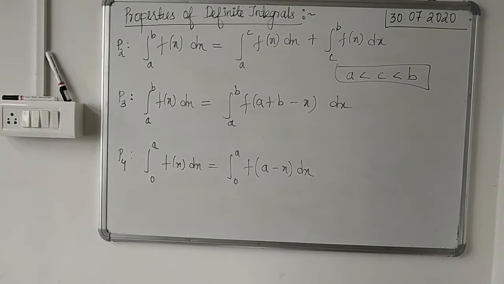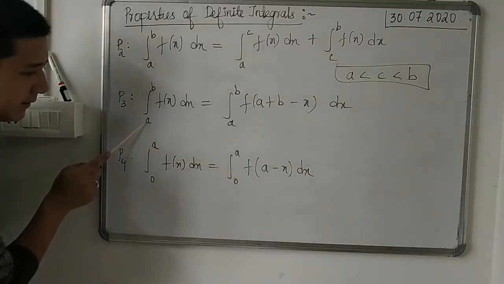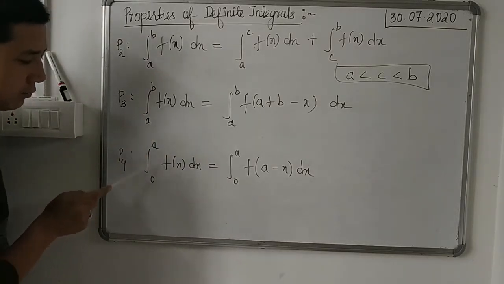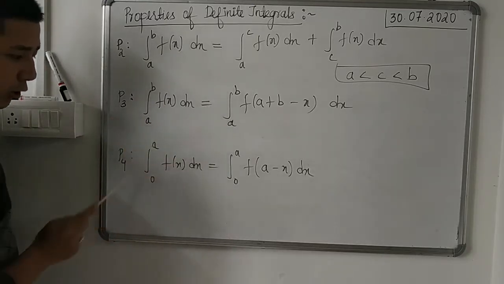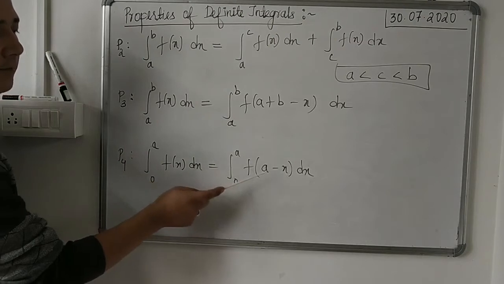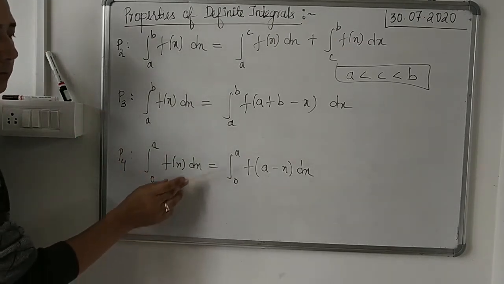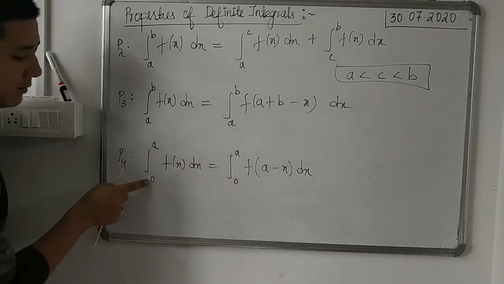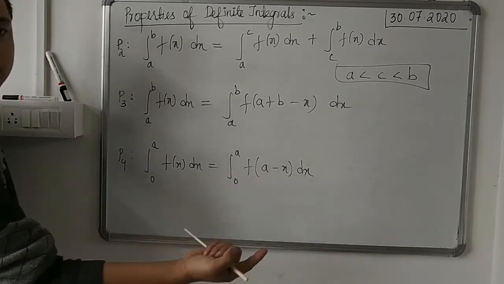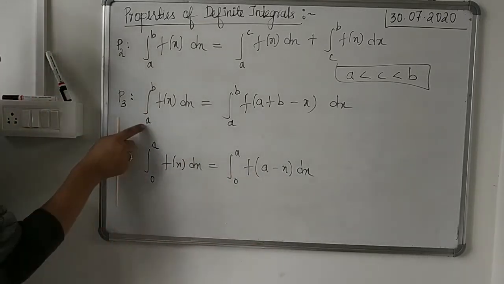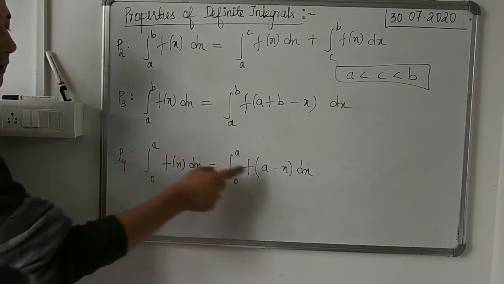Alright, let's move ahead. P4 is same as P3. If you see, it is a to b f(x) dx. Here it is 0 to a f(x) dx. A to b remains as a to b. Here also 0 to a remains as 0 to a. And this we can now change as, see, this is 0 plus a minus x, isn't it? What is 0 plus a? A. So a minus x. It is same as this, only the lower limit is 0, then you use it in this way.